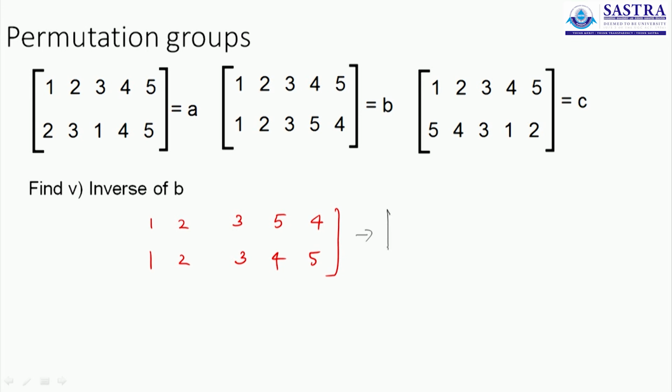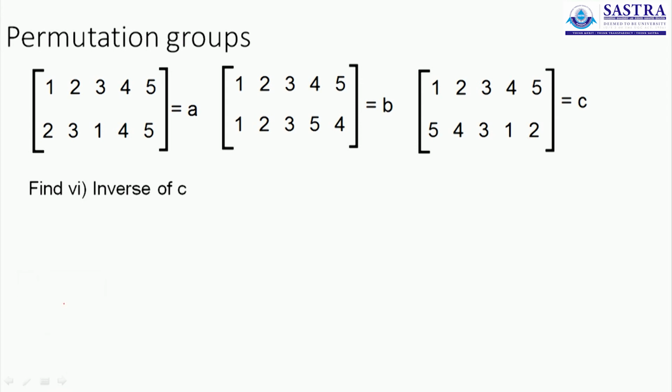Now this just has to be arranged column wise. So B dash is given by 1, 1, 2, 2, 3, 3, 4, 5 and 5, 4. In fact, B happens to be its own inverse. So 1 to 1 gives you 1 back. 4 to 5, but 5 goes to 4. So 4 will come back to 4. 5 goes to 4 and 4 goes to 5. That's your B dash.